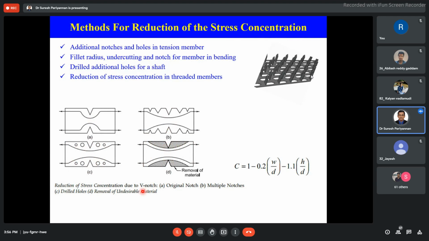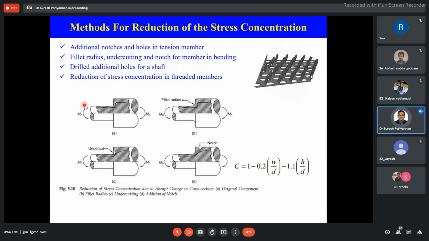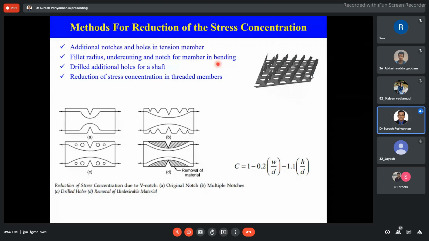Okay, now I come to the next type, the fillet radius, undercutting and notch for a member in bending. Now see here, and one more thing I would like to tell you here. You may ask this question, sir, how does a single notch give more stress concentration, and how do multiple notches reduce the stress concentration?